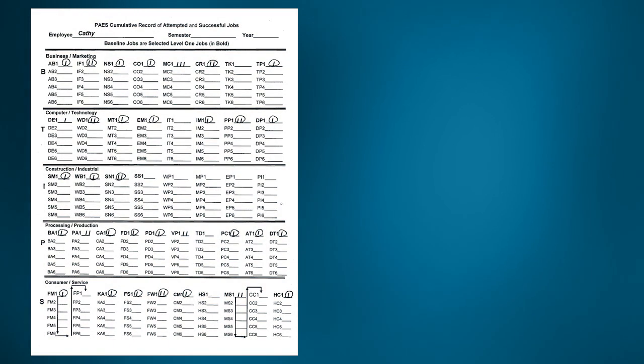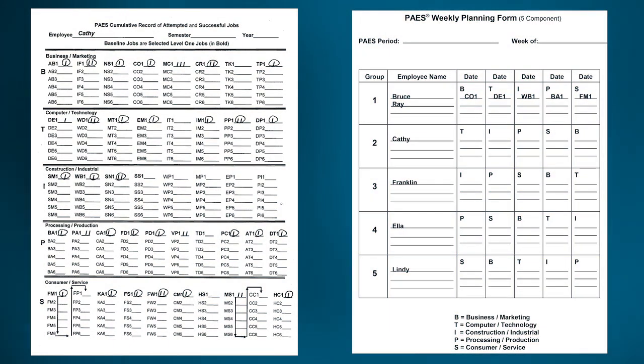Here's a sample cumulative record, and here's the corresponding sample weekly planning form. Using what we've learned about these forms, what baseline jobs should Kathy attempt throughout the week? Pause this video now and use the next 2 practice pages in your participant's guide to assign Kathy's first job for the next 5 days.